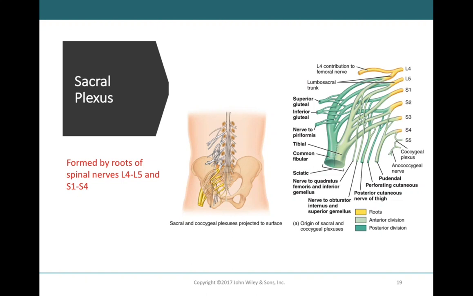Now, the one major fact that I'd like you to be comfortable with the sacral plexus is that the sacral plexus is going to project the sciatic nerve, which is a very, very large nerve that will project down the leg. We will have a coccygeal plexus as well, but I will not be testing you on the coccygeal plexus. So you just need to be familiar with the cervical, brachial, lumbar, and sacral plexi.